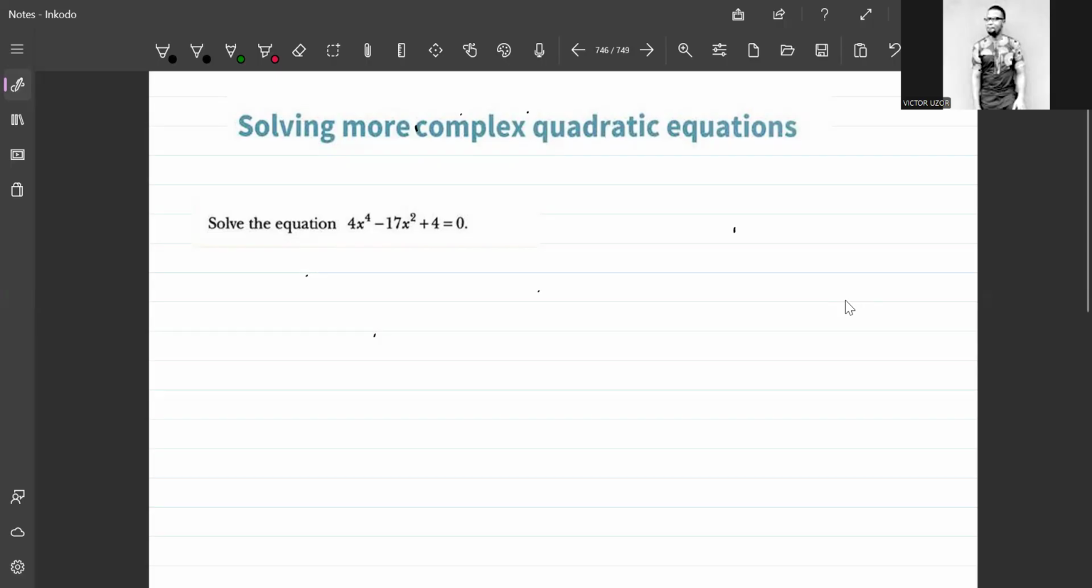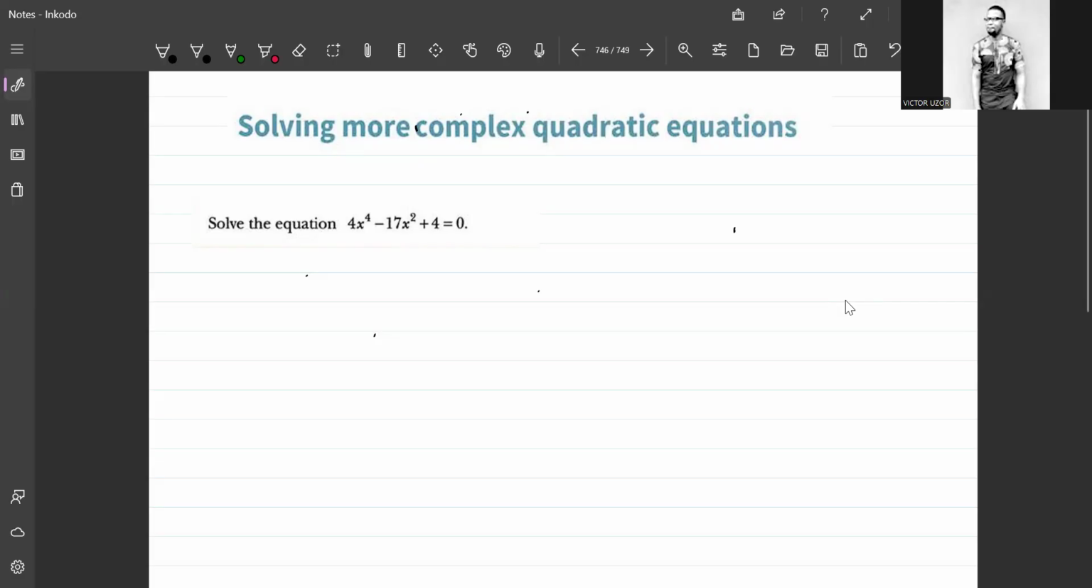And today we are going to be looking at solving more complex quadratic equations. That means that it looks like we have been solving quadratic equations. That is true. For those of you that are new to my channel, you can watch my old videos, where we solve quadratic equations using different methods. Today we are going to be looking at comparison.